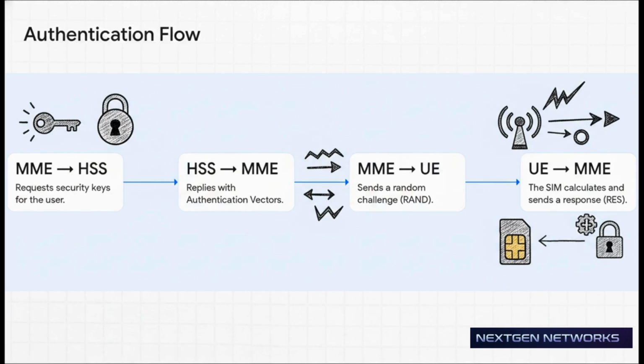First, the MME gets a set of secret keys from that master database, the HSS. Then it sends a random challenge over to your phone. And this is where the magic happens. Deep inside your SIM card, it knows this secret algorithm to calculate the one and only correct answer.